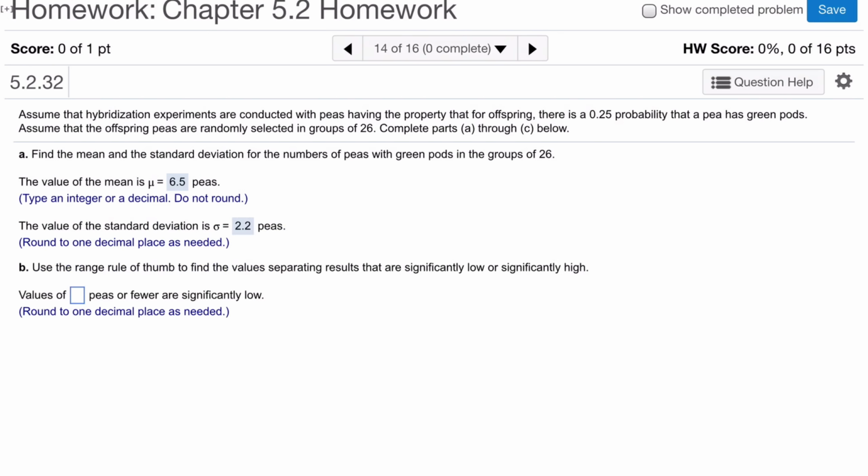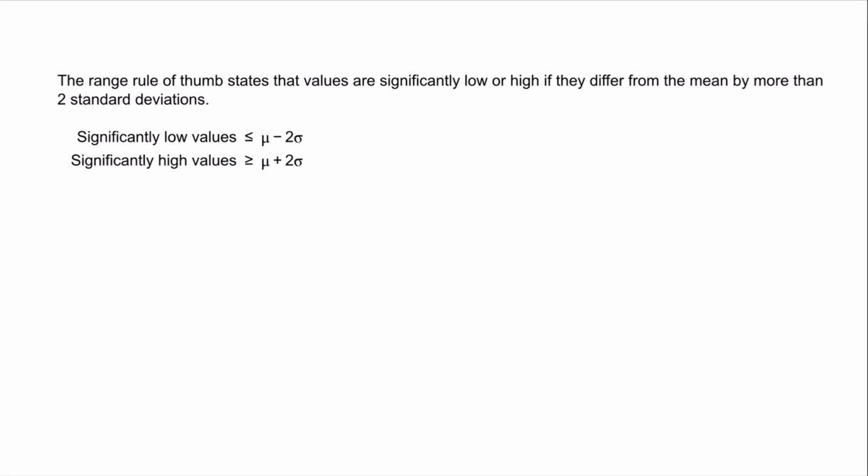Use the range rule of thumb to find the values separating results that are significantly low or significantly high. The range rule of thumb states that values are significantly low or high if they differ from the mean by more than 2 standard deviations. So we would find an interval endpoint for significantly low values by subtracting 2 times the standard deviation from the mean. We would find an interval endpoint for significantly high values by adding 2 times the standard deviation to the mean.